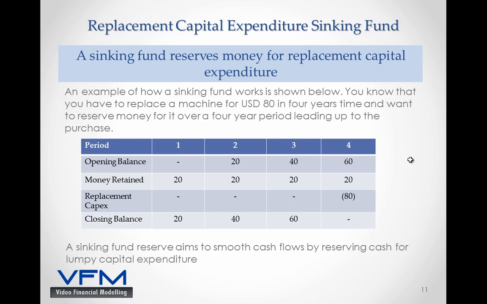Okay, so now let's look at a replacement capital expenditure sinking fund. So a sinking fund reserves money for replacement capital expenditure. And as we say at the bottom of this slide, a sinking fund reserve aims to smooth cash flows by reserving cash for lumpy capital expenditure. So if you think of, say for example, a toll road, every 5 to 10 years they have to resurface that toll road, and there's a large capital expenditure related to that replacement or resurfacing. So what happens is there'll be a large cash requirement.